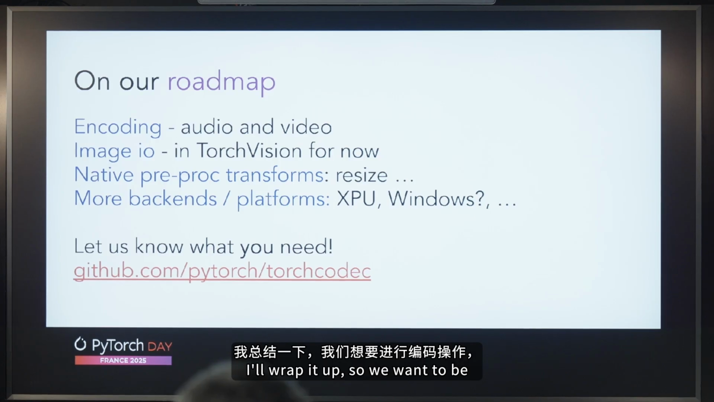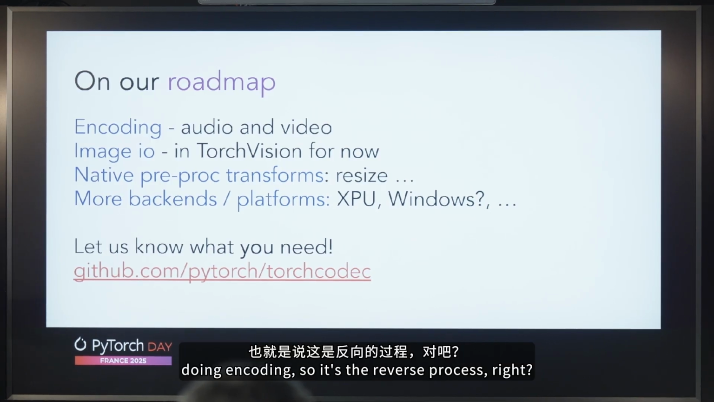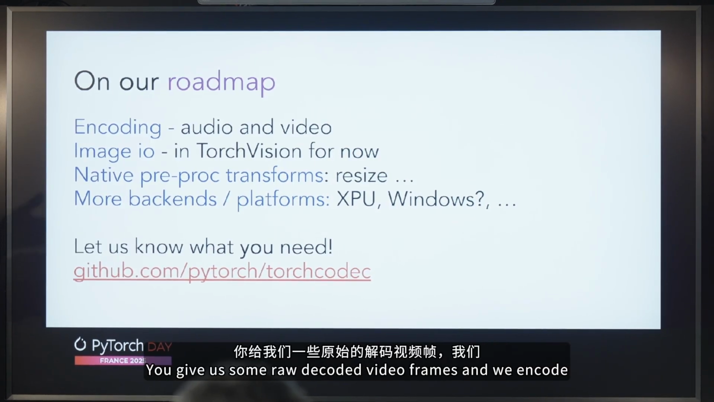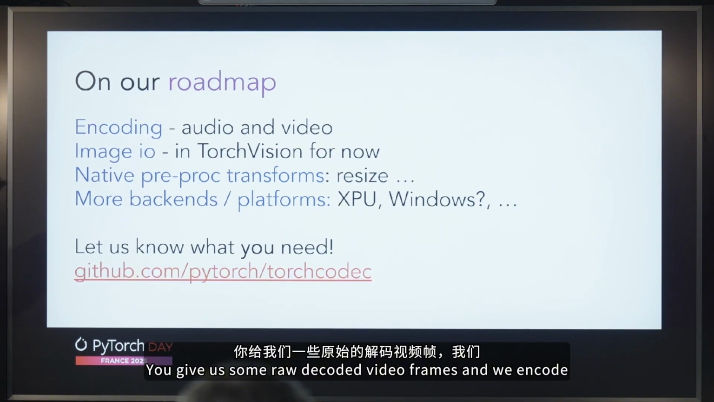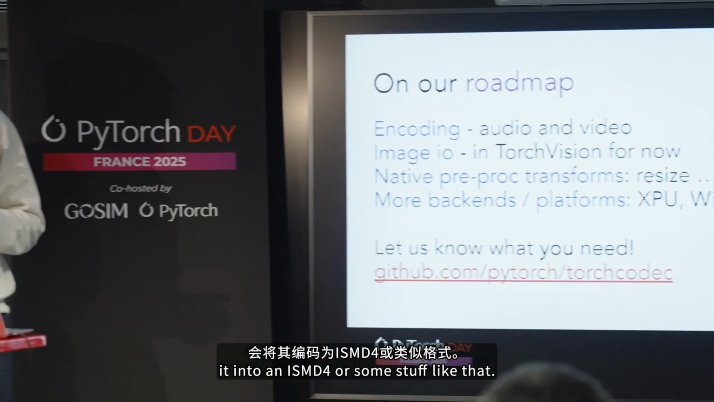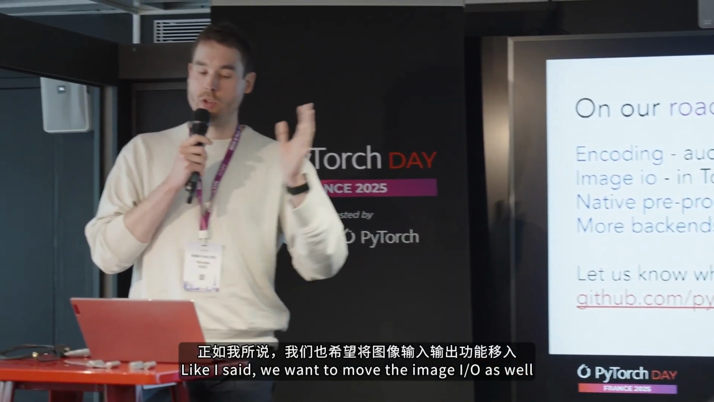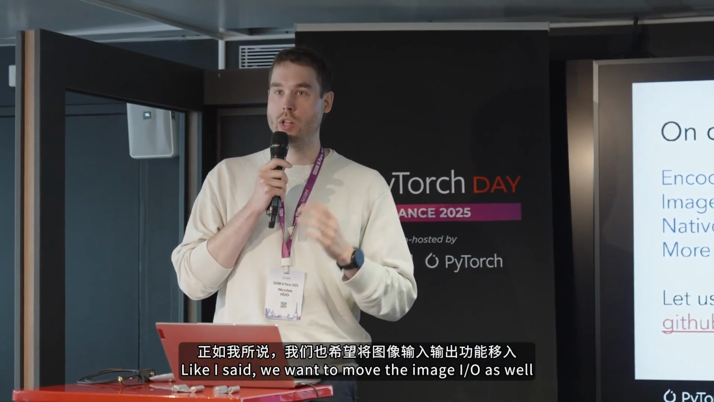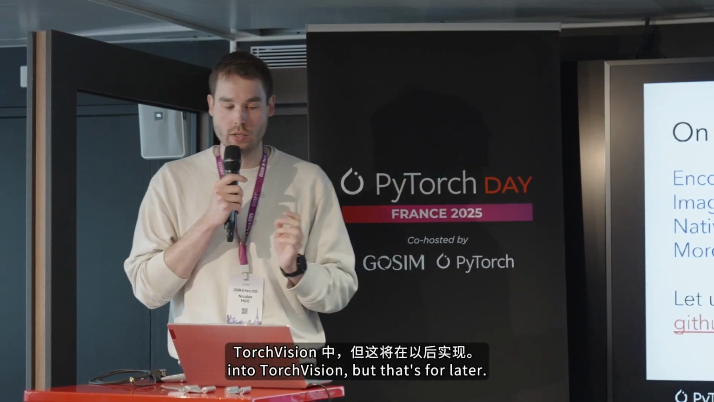Our roadmap: we want to be doing encoding, so it's the reverse process, right? You give us some raw decoded video frames, and we encode it into a nice MP4 or some stuff like that. Like I said, we want to move the image IO as well into TorchVision, but that's for later.